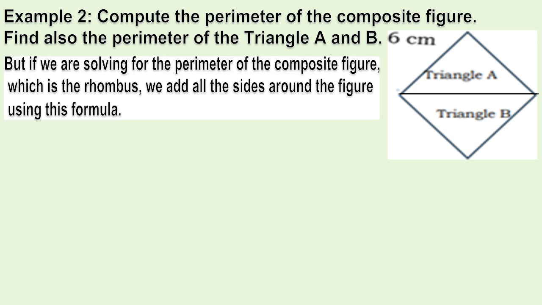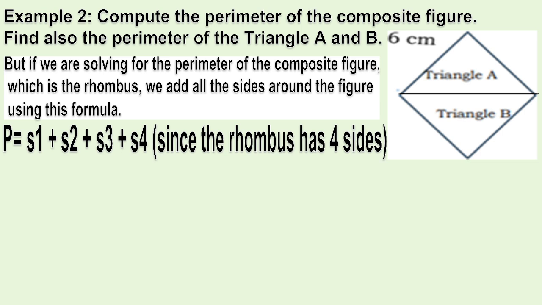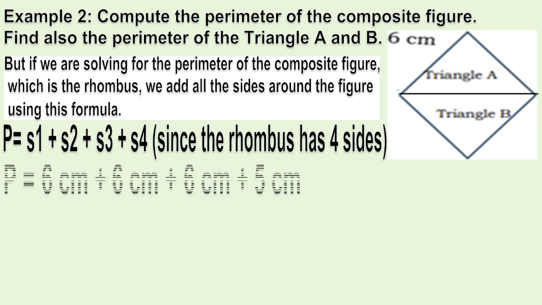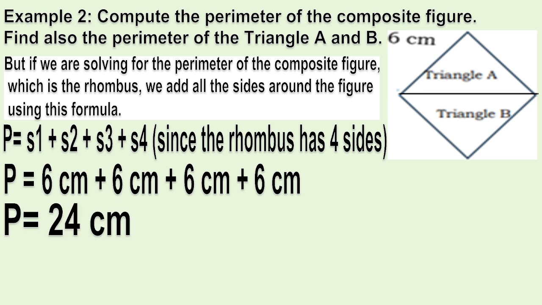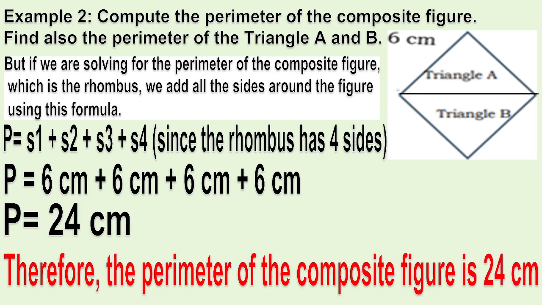But if we are solving for the perimeter of the composite figure, which is the rhombus, we add all the sides around the figure using this formula. Perimeter equals side 1 plus side 2 plus side 3 plus side 4, since the rhombus has 4 sides. Perimeter equals 6 centimeters plus 6 centimeters plus 6 centimeters plus 6 centimeters. So 6 plus 6 plus 6 plus 6 equals 24. Therefore, the perimeter of the composite figure is 24 centimeters.